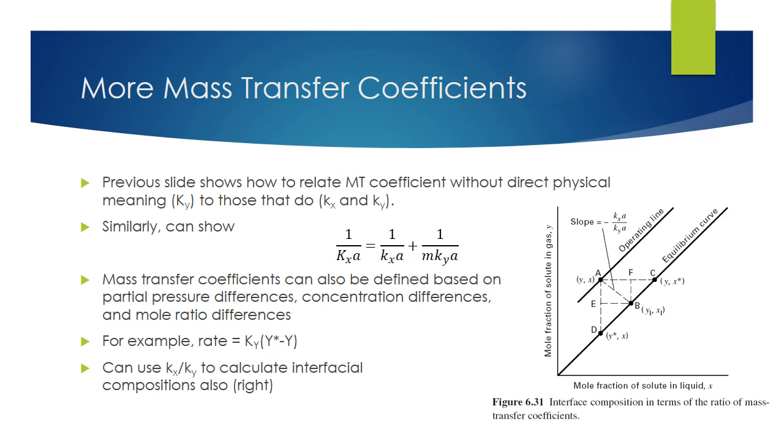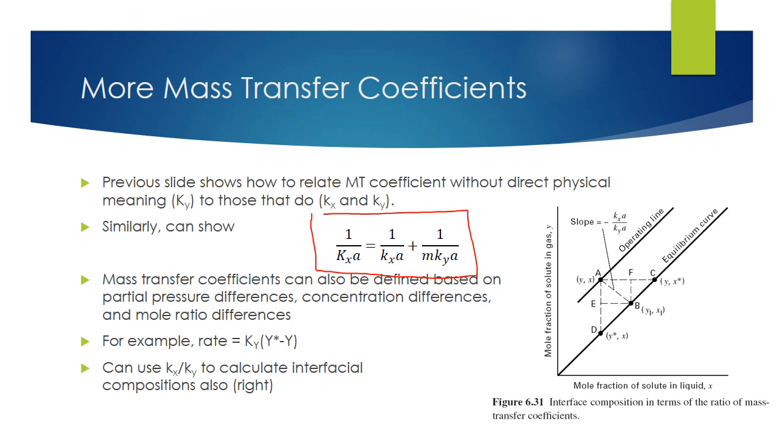So that gets rid of the interfacial compositions, and it also gives me a way to define these capital K_x and capital K_y mass transfer coefficients. If we go through a similar derivation, we could show that for the liquid phase, 1 over capital K_x a is equal to 1 over lowercase k_x a plus 1 over m times lowercase k_y a. Notice that the slope m appears in the denominator here. It appeared in the numerator in the previous expression. That's not a mistake. That comes out of the derivation.